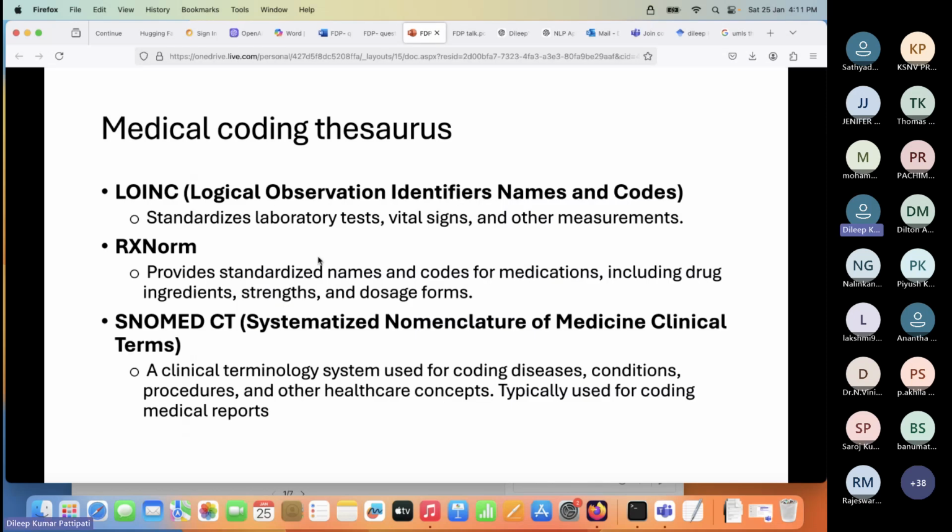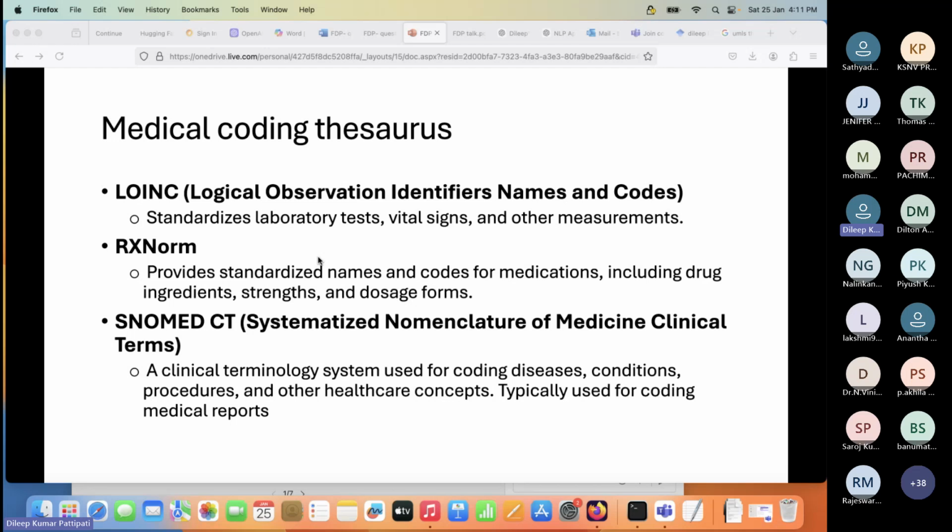Okay. So in order to do this medical coding, various types of thesauri have come up. These thesauri are more or less freely available and any person can download them. They help to standardize things before proceeding further.